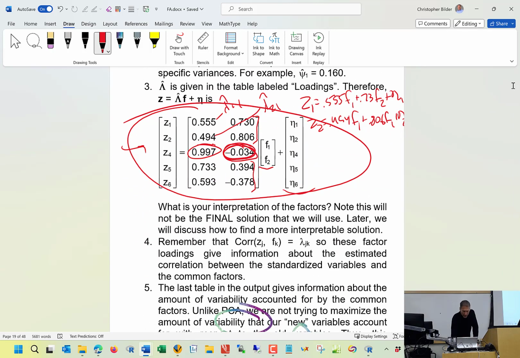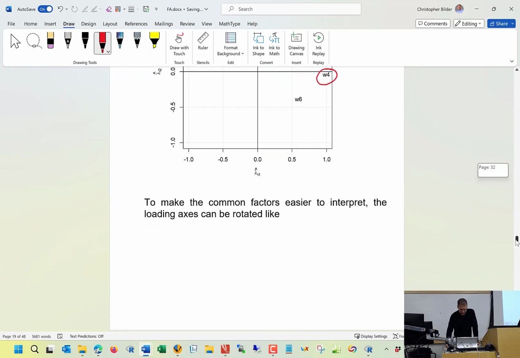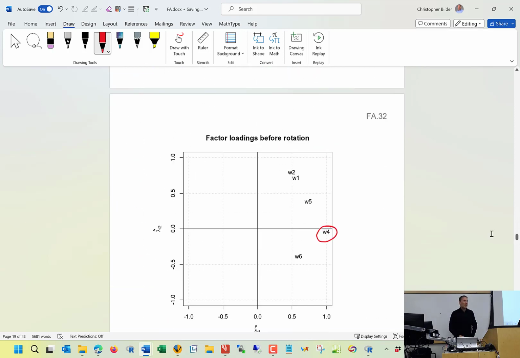Notice how that was close to 0. Notice how this was close to 1. And we see that geometrically on that plot. So it's easy to understand how the common factors are representing how they correspond to W4. It's not as easy for these.